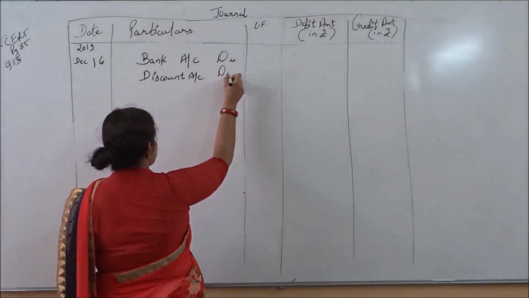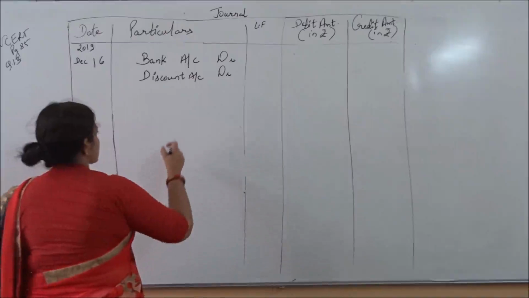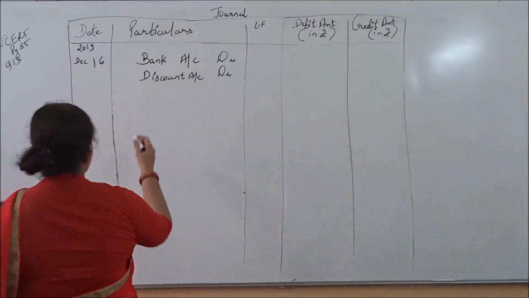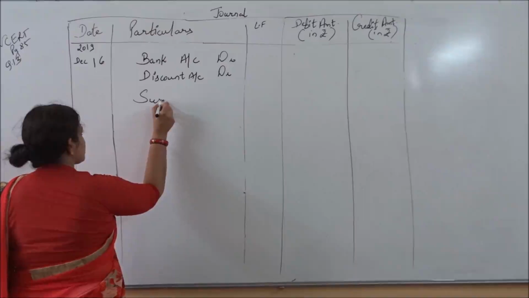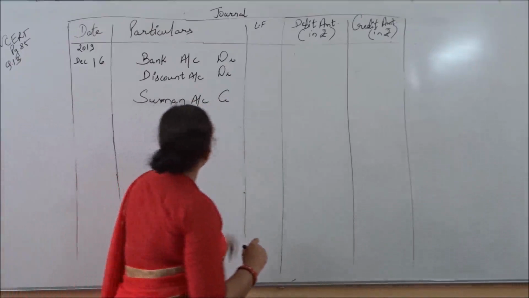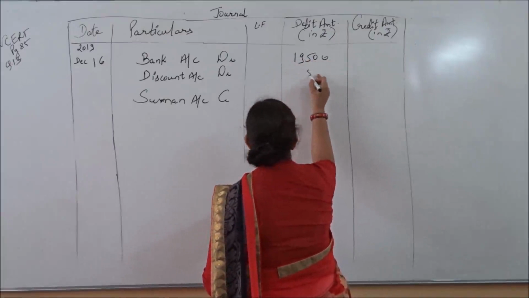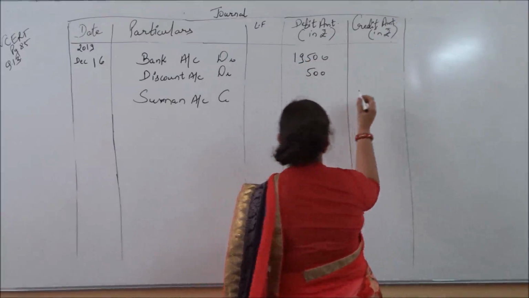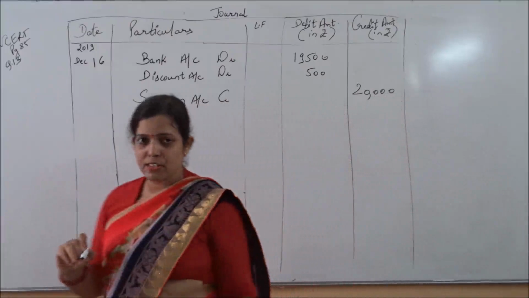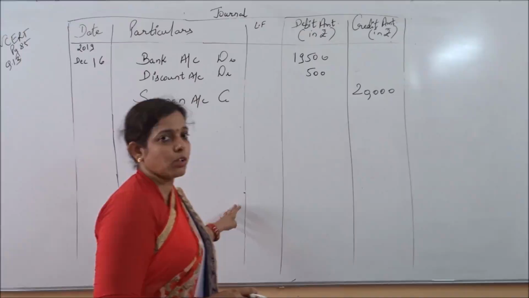This is an important transaction because here more than two parties are involved in the business. Bank account debit, discount account debit, and who is the giver? Suman. So Suman account will be on the credit side. Credit. How much amount of check has been written? 19,500. Discount rupees 500, and Suman's settlement is done of rupees 20,000. Like this, the complete transaction of rupees 20,000 is settled, and that is known as full settlement.